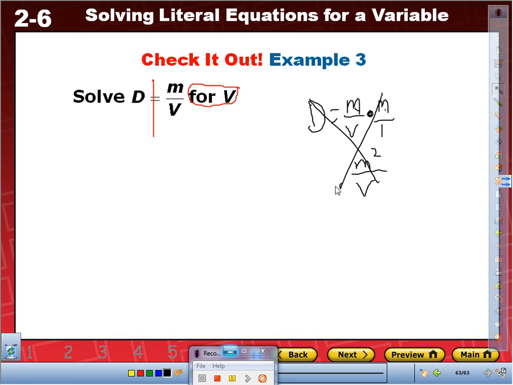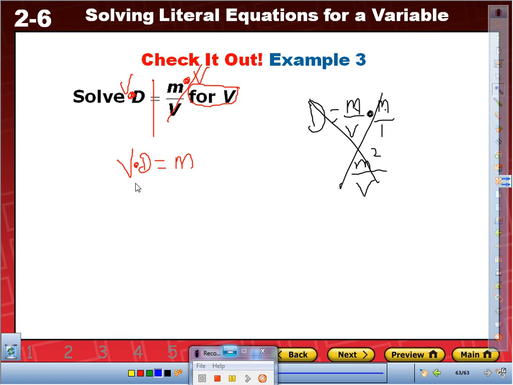So what we're going to do, we're going to get rid of the V, send it to the other side, so that we end up sending D back. How do we get rid of V if V is dividing? What is the inverse? Multiply times V, multiply times V. We're left with V times D equals M.